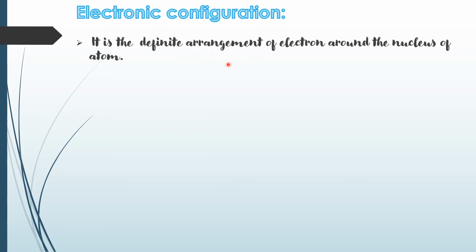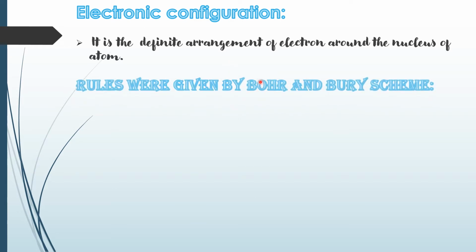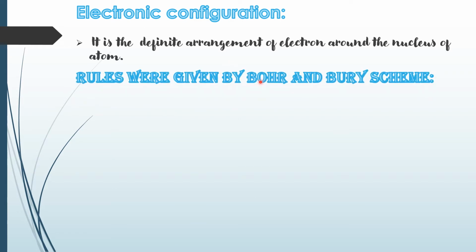First, we are going to see the electronic configuration. It is a definite arrangement of electrons around the nucleus of an atom. The rules were given by two scientists, namely Bohr and Bury. So it is known as the Bohr and Bury scheme.